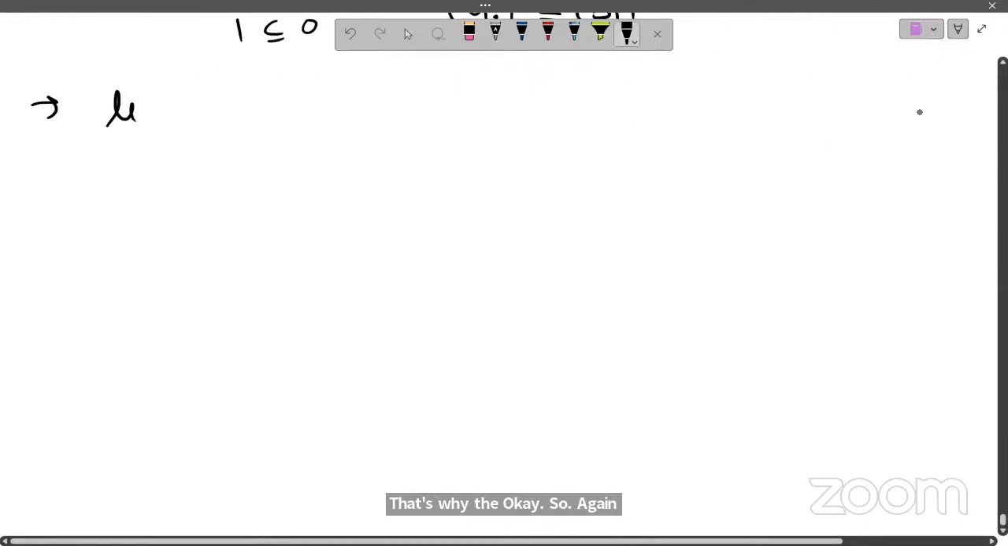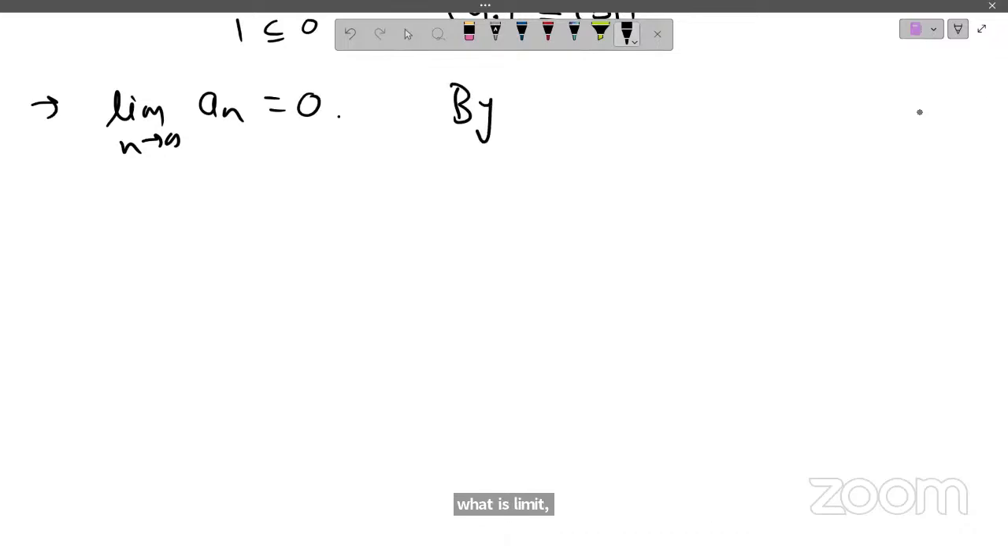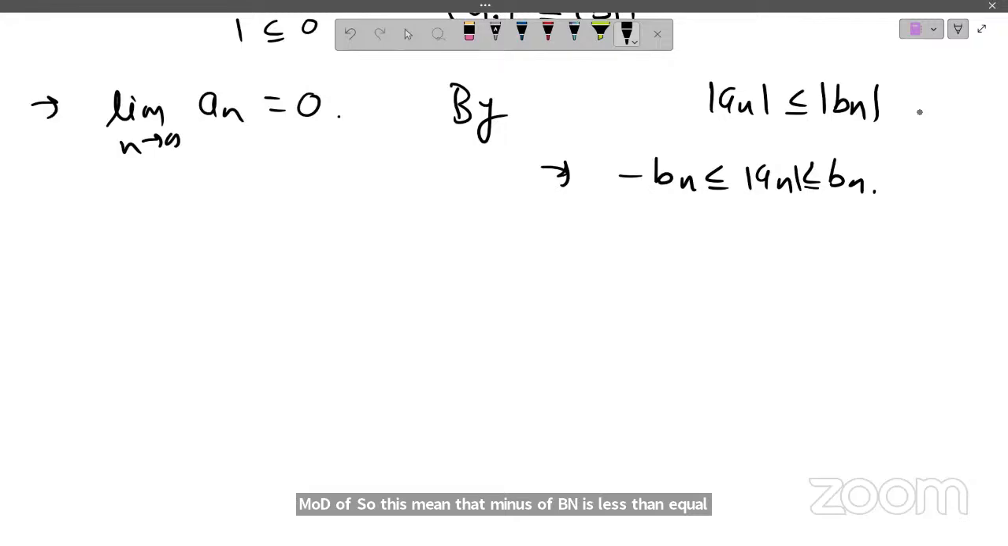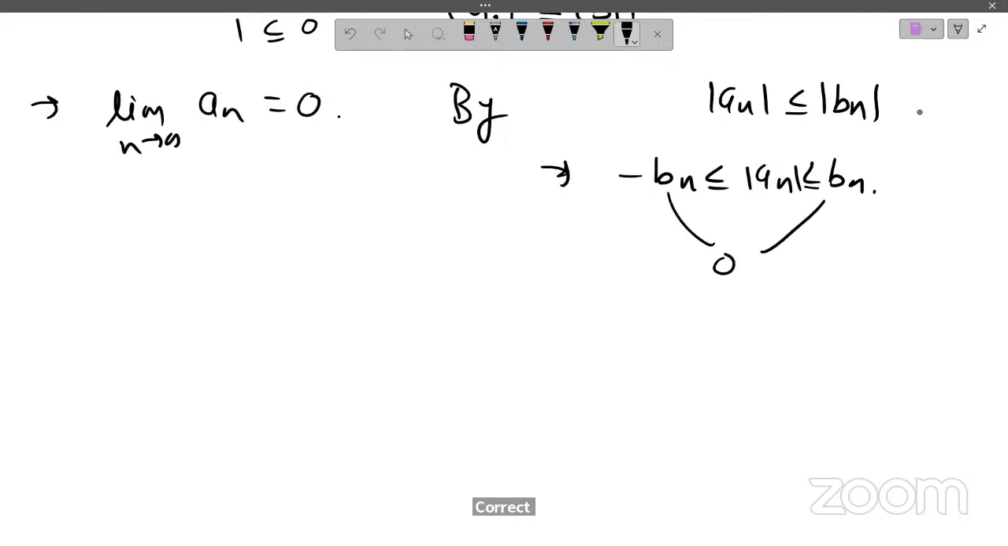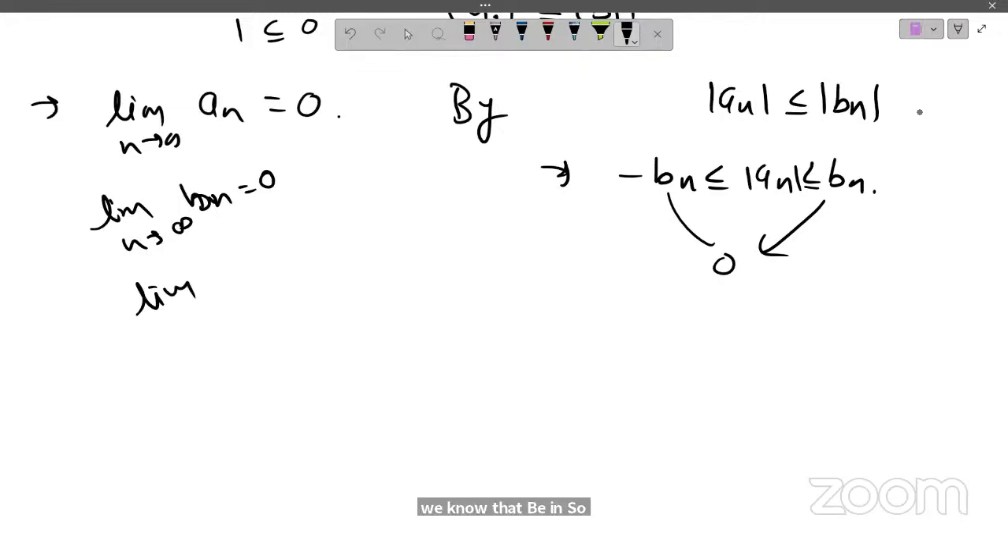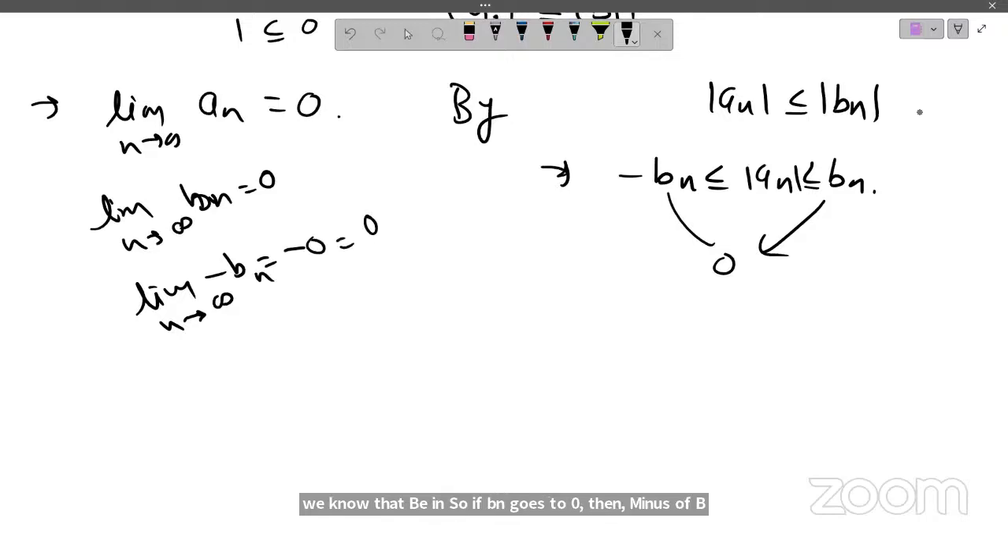Again, we have a question: what is the limit as n tends to infinity of en? So it is 0 by the sandwich theorem, obviously, because mod of en is less than or equal to mod of bn, right? So this means that minus of bn is less than or equal to mod of en is less than or equal to bn, correct? And this goes to 0, this also goes to 0, because we know that the limit as n tends to infinity of bn goes to 0. So if bn goes to 0, then the limit of minus bn goes to minus 0, but minus 0 is 0 simply, right? Yes.